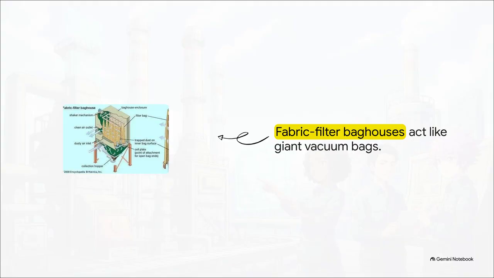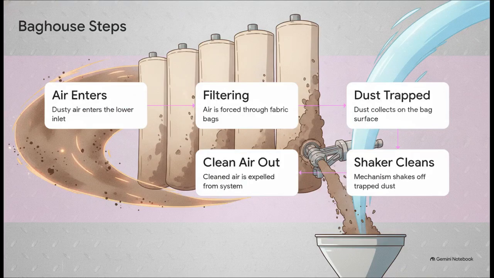Consider the fundamental principle of the fabric filter baghouse. Even though this operates on a massive industrial scale, the core concept is actually exactly like a giant vacuum cleaner bag. Inside the enclosure, there are rows and rows of cylindrical fabric filter bags. The system forces the air through the incredibly tight weave of that fabric, physically blocking the microscopic dust. Here's the highly systematic operational sequence. 1. Dusty air enters the lower inlet.